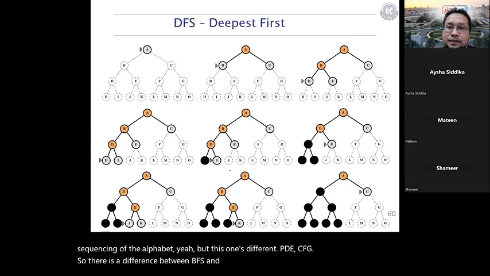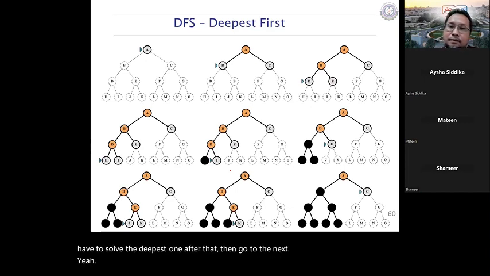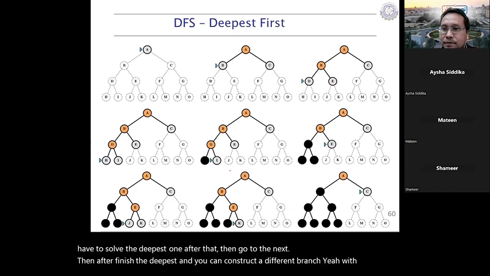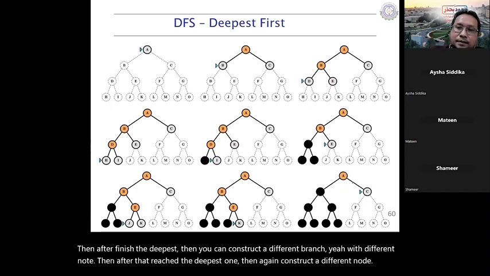So DFS is deepest first. You have to solve the deepest one, and after that go to the next. After finishing the deepest, then you can construct the different branch with a different node. Then after that, reach the deepest one, then again construct the different node. So this is the way.